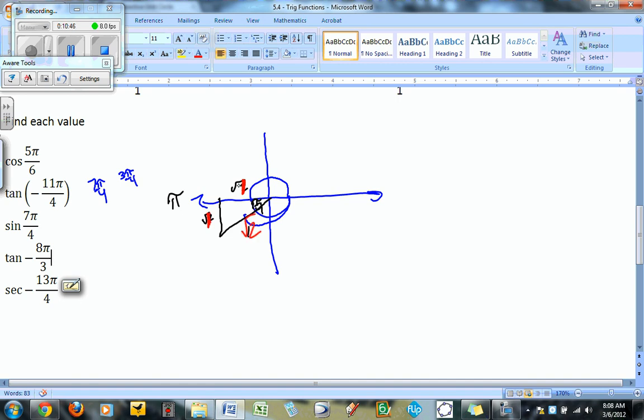So now this value is in the negative direction of my coordinate plane, so it's got to be negative, and this value is going down, so it also has to be negative. All right, so the tangent is the opposite, so negative 1 all over the adjacent, which is also negative 1. So the tangent of negative 11 pi over 4 is a positive 1 because it's a negative divided by a negative.